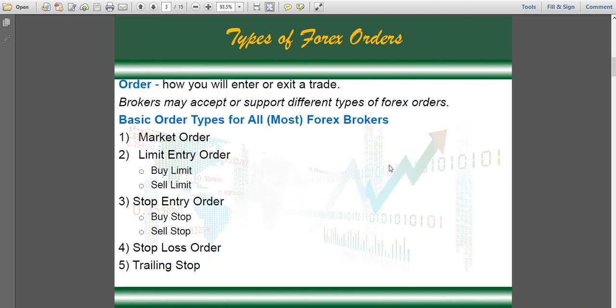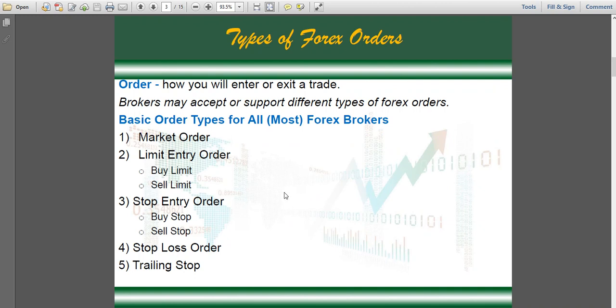Up next, order, the definition. Now, the definition of an order is very simple. An order refers to how you enter or exit a trade. As a trader, for you to buy or sell a financial instrument, in this case a currency pair you are dealing with, for you to buy or sell a currency or to buy a pair or sell a pair, you must use an order. That is what we call an order, how you enter a particular trade or how you close it.